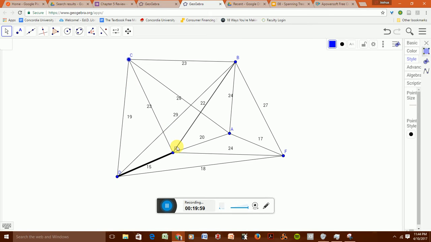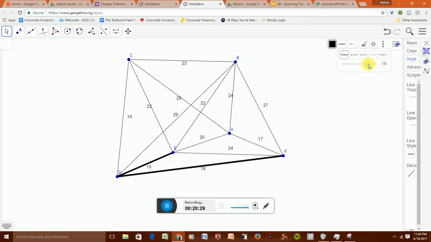Cool. So now, to find the next point, we want to look for the next lowest segment. However, for Prim's algorithm, it's the next lowest segment attached to what we already have. So either from D or from E, what is the next lowest edge that we have? I'm hoping we said it's going to be DF. If you said DF, you would be correct.